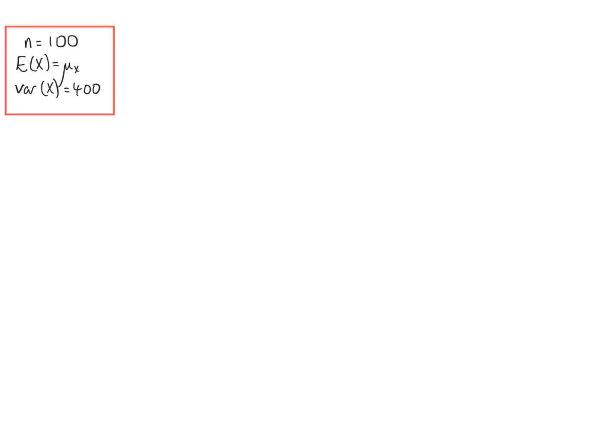So in this exercise we have a random variable x which has expectation mu x and variance 400, and we sample 100 observations from it in order to construct x bar, our sample mean.